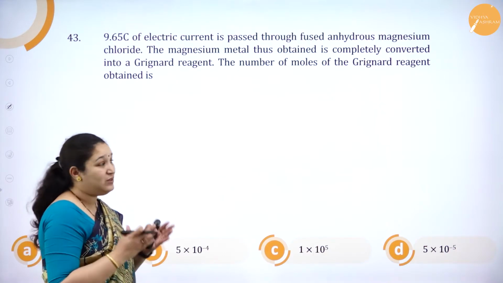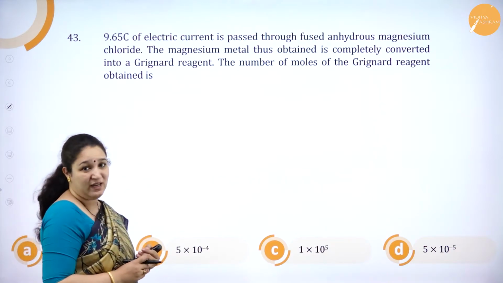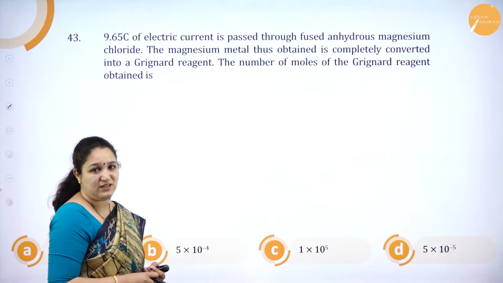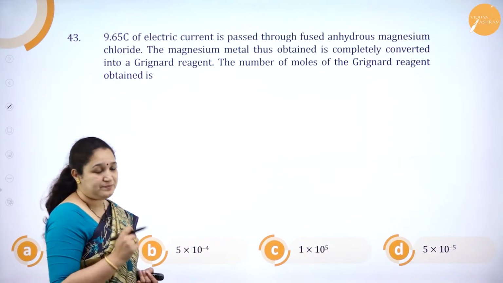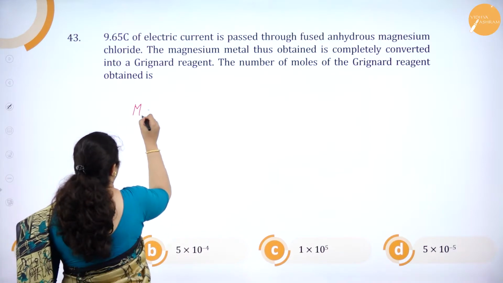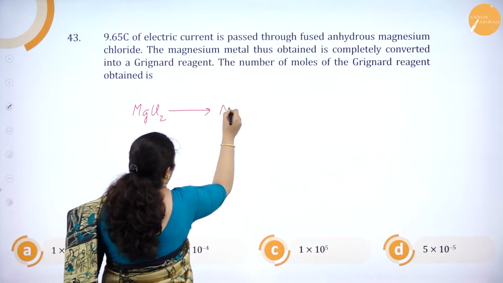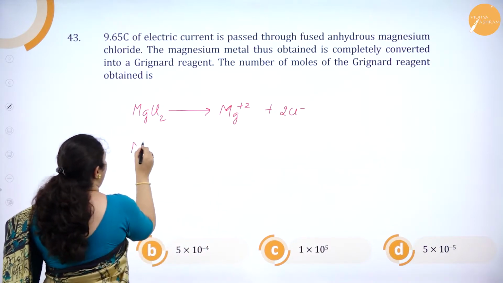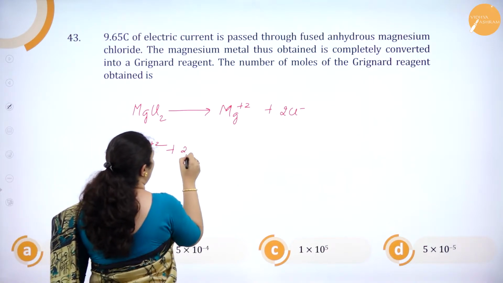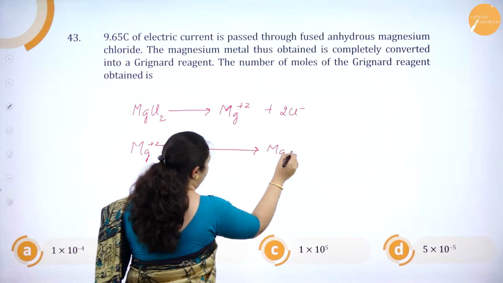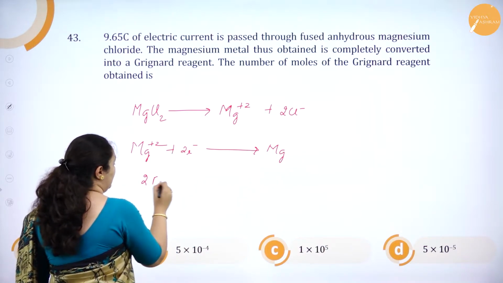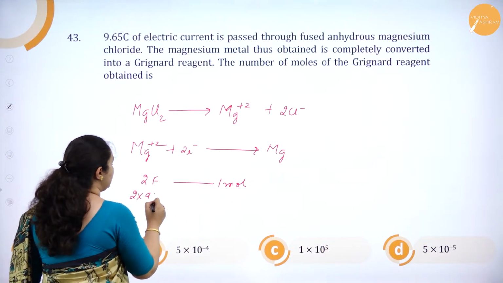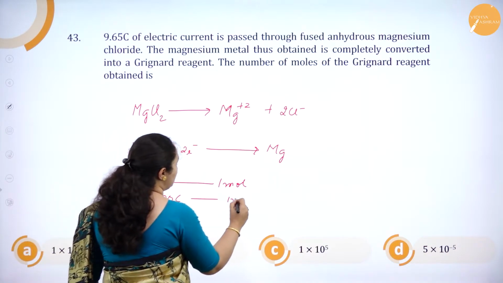So, first I have to find out the number of moles of magnesium which I will get, which is equal to the amount of Grignard reagent which is formed, isn't it? So, how exactly we will do that? First, magnesium chloride will form magnesium plus 2 ion and 2 Cl minus ion. Magnesium ion will take up 2 electrons to get deposited as magnesium metal. So, 2 Faraday current has to be passed to get 1 mole of magnesium. 2 Faradays, 2 into 96,500 coulomb I have to pass to get 1 mole.